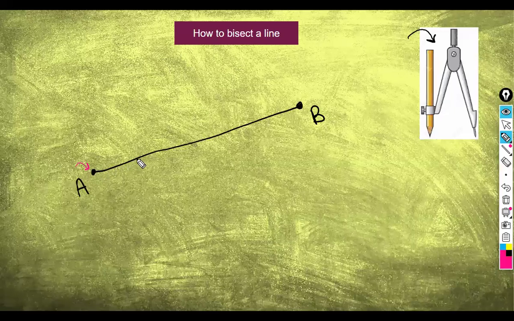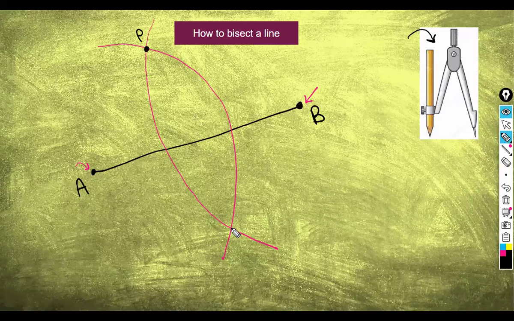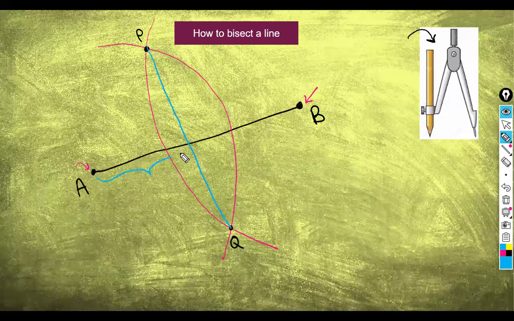So you would open your drawing compass, pivot it at point A, and scribe an arc. Keeping the compass opened by the same amount, you now pivot it at point B and scribe another arc. And of course, the two arcs will meet at point P and point Q. If you take your ruler and connect P to Q, you see this blue line? This blue line will split the black line AB into two equal pieces.